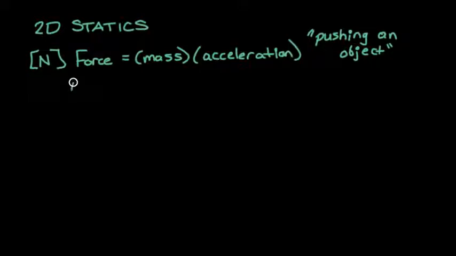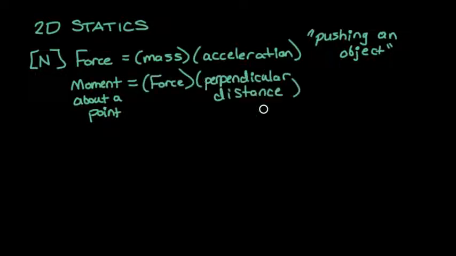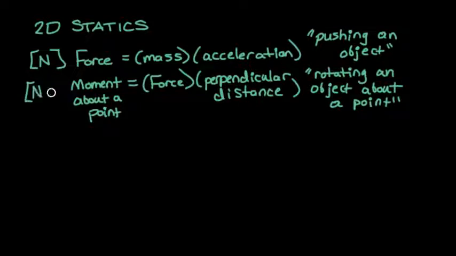And we call this rotation moment about a point. More often it's just called moment. It's sometimes called torque as well. And moment just equals force times perpendicular distance. And we'll talk about what perpendicular distance means in a little bit. But the colloquial way of saying moment is just rotating about a point. And the units of measure on this are usually Newton meters.